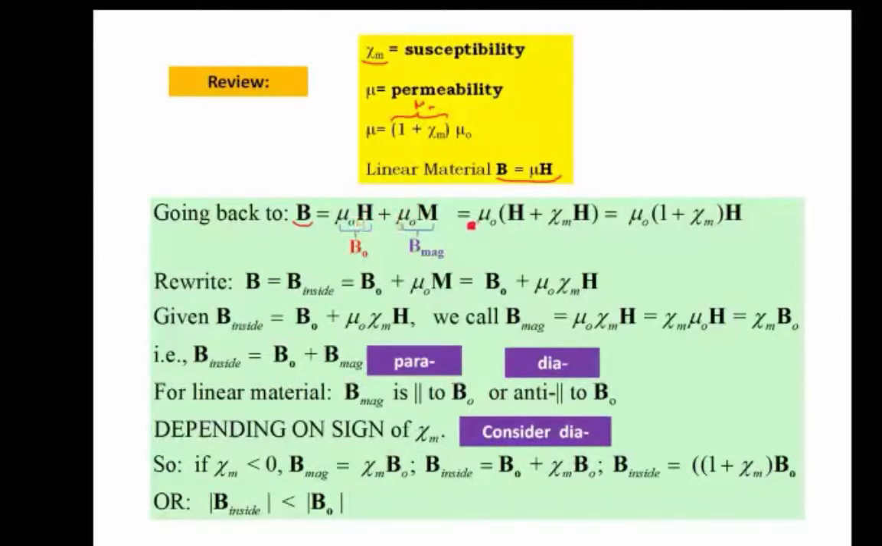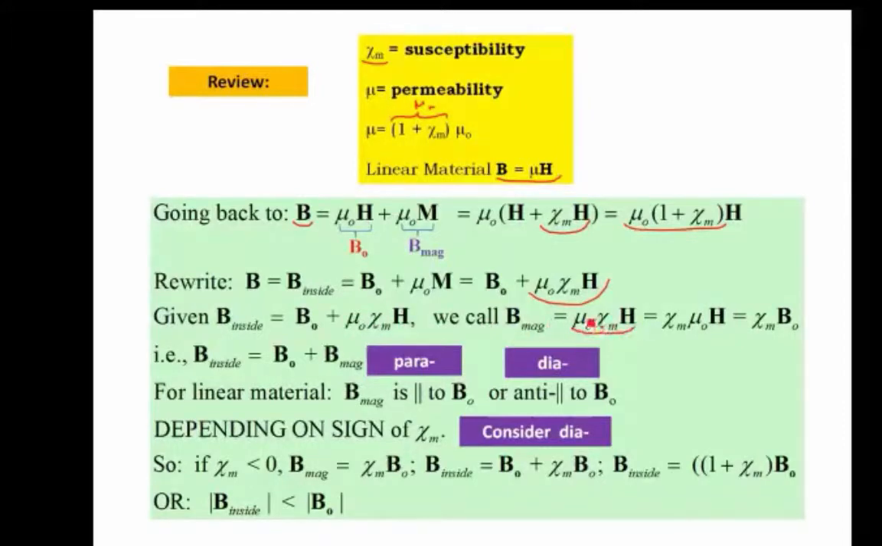If we substitute in how M depends on H, if you recall, it's equal to this quantity here. It's chi sub m times H. So all we've done is put in M in terms of H. If we factor out the H, then we have the factor 1 plus chi sub m times mu 0 H. So let's rewrite this. If we have B equaling B inside, as I've mentioned, that's B0 plus mu 0 M, and this could be written as B0 plus this quantity here, which depends on H. The B inside, B0 plus mu 0 chi sub m H, allows us then to call this term right here B mag.